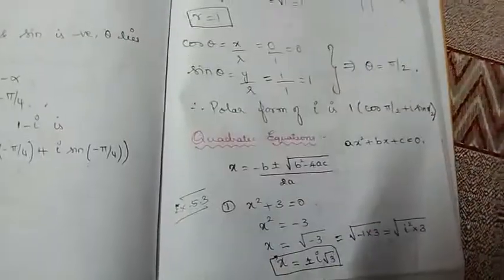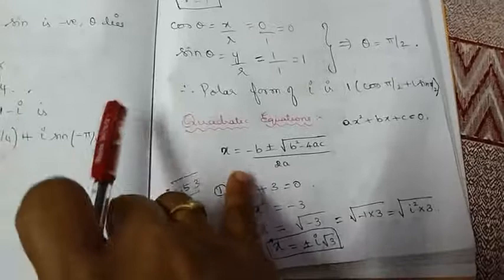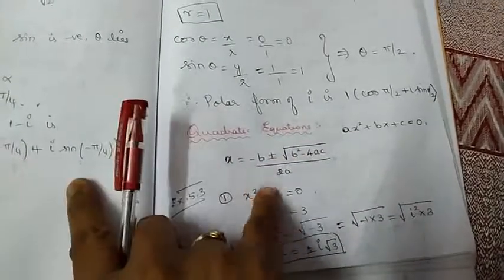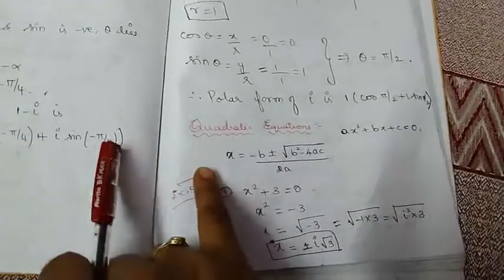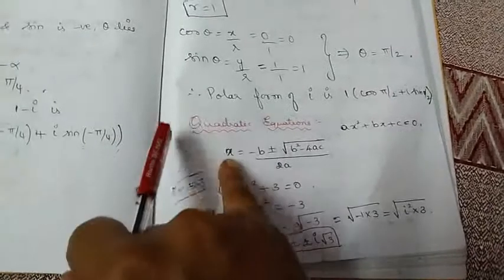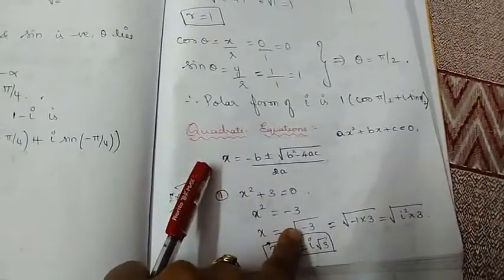Next, we have seen how to find the solution of a quadratic equation. We know the formula is minus b plus or minus square root of b square minus 4ac, divided by 2a. Right, and we know how to find the solution of a quadratic equation using this formula. But in this chapter we are going to see what will happen if we get a negative square root.